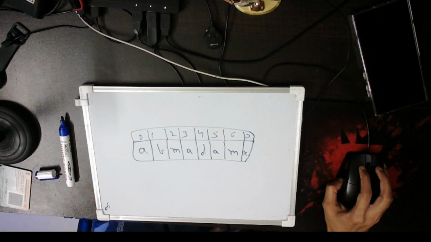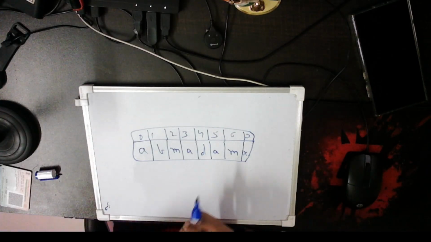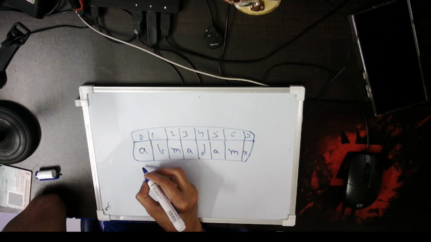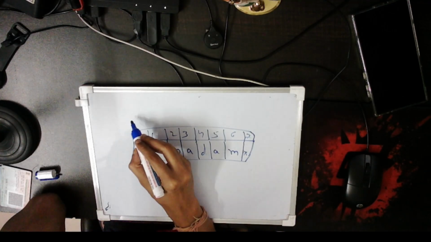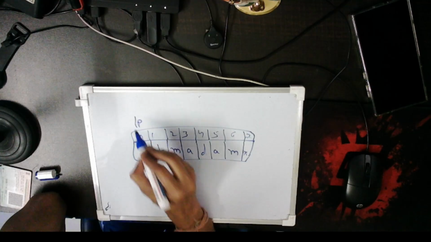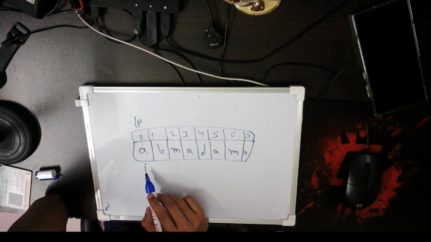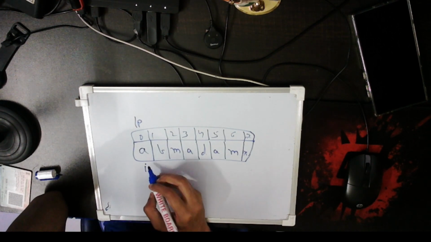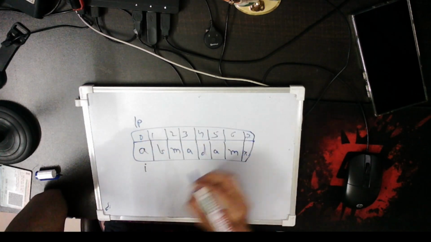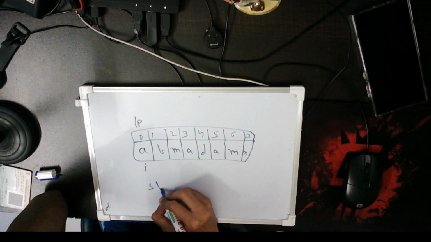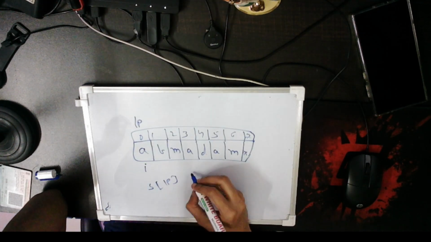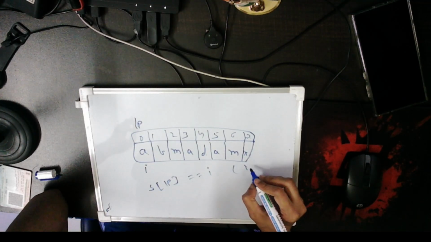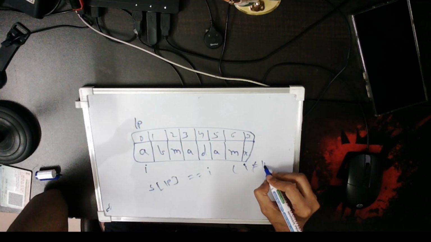So if you see, suppose this is our string and these are the indexes. What we are going to do is initialize I here, and there will be a left pointer. At each step we are going to check if s of LP is equal to s of I, where I is not equal to LP.